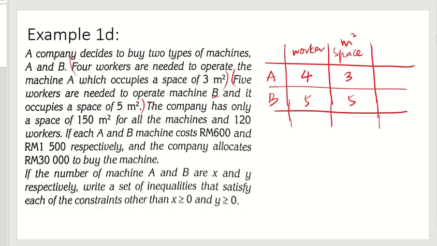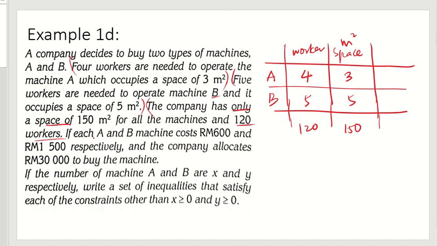Then the next sentence: the company has only a space of 150 meters square. The space is related to space, right? So we put it at the bottom of the space column, 150 meters square. And for all the machines, 120 workers. The total workers the company has is 120 workers. So we put it at the bottom. This one we can relate together later.